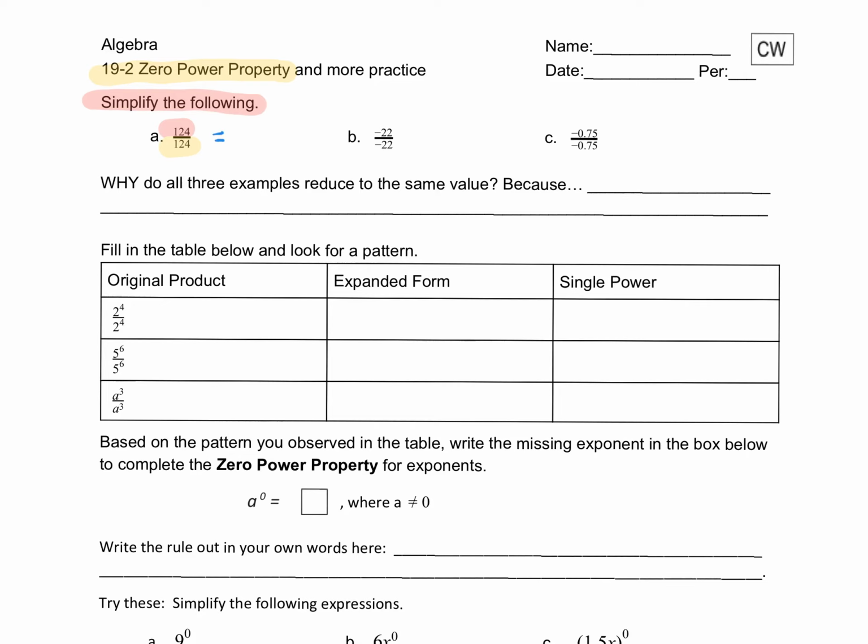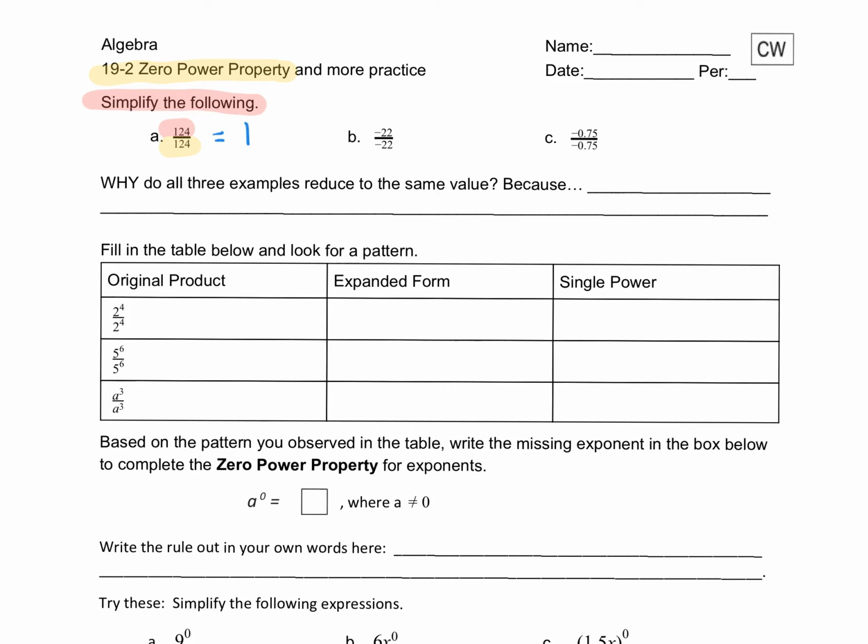This is going to be equal to 1. For part B, I have negative 22 over negative 22. This is also going to be equal to 1. For part C, I have negative 0.75 over negative 0.75. Well, this is also going to be equal to 1. So there's a reason why all of these equal 1.